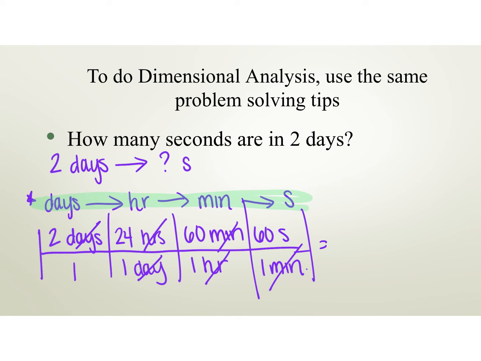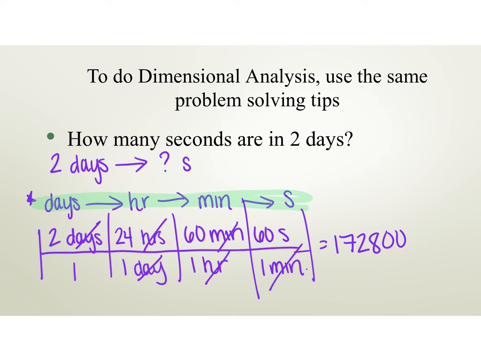If someone has an answer, just read me your numbers. 172,800. Do y'all agree with that? Yes. Okay. If you had numbers in the bottom row, you would have to multiply that whole bottom row, and then you would divide. Since we have ones, this is just going to be our final answer.